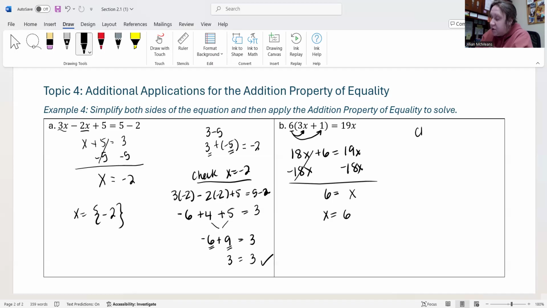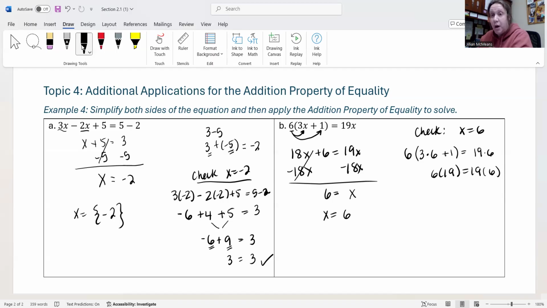Okay, so let's go ahead and check our work. We're going to check x equals 6 against the original equation. So anytime I see an x, I'm going to replace it with a 6. So I have 6 times parentheses, 3 times 6 plus 1 equals 19 times 6. On the left, I'm going to simplify what's inside parentheses first. So inside parentheses, I have 3 times 6, which is 18. And then I have a plus 1, so that's 19. So I have 6 times 19 equals 19 times 6. And at this point in time, we can see that this solution works. 6 times 19 really does equal 19 times 6.